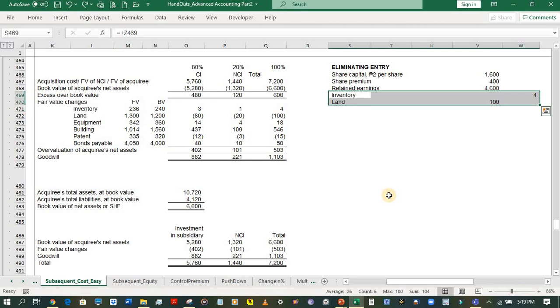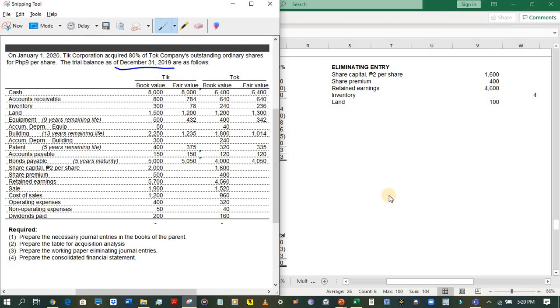While for equipment, the equipment needs to decrease by 18 pesos because it is overvalued. The amount recorded is 360 while the fair value is 342. However, for property, plant, and equipment that has a contra asset, which is the accumulated depreciation, in the eliminating entries, we need to eliminate first the amount of the contra asset in full.